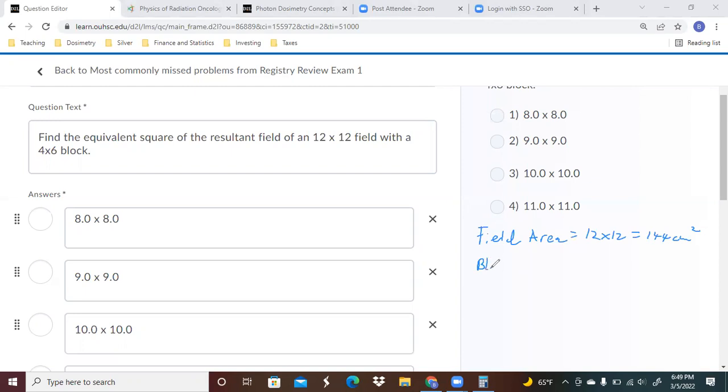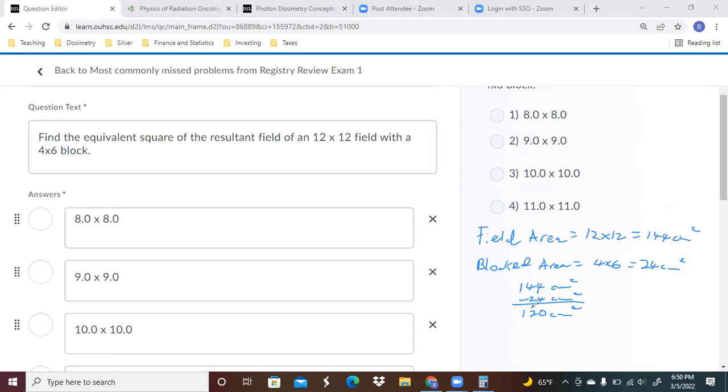The blocked area is going to be equal to 4 by 6. Whatever the units are up here, I'm going to make them the same down here. If you multiply those two numbers together, you end up with 24 cm squared. If you take the difference, then you come up with 120 cm squared. This is how much unblocked area that you have.